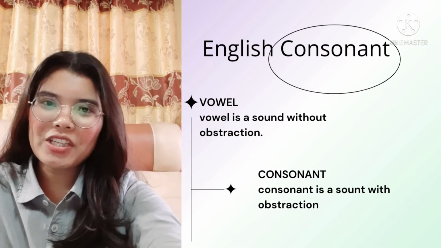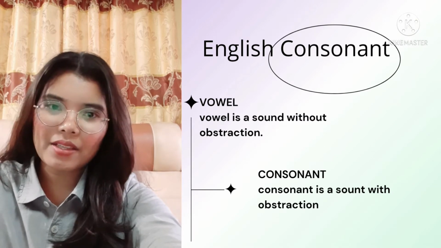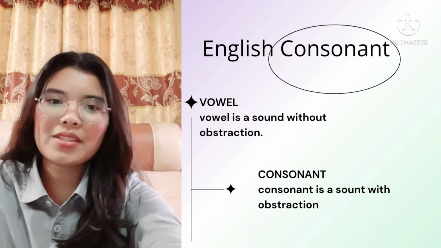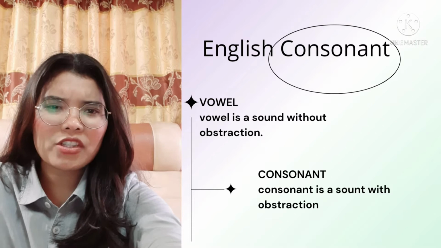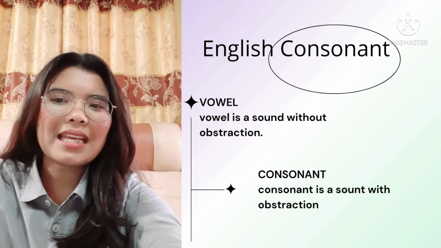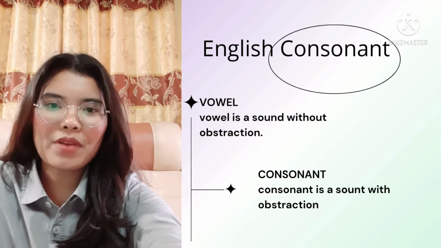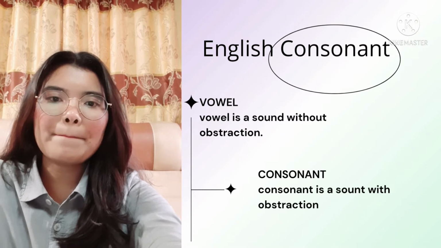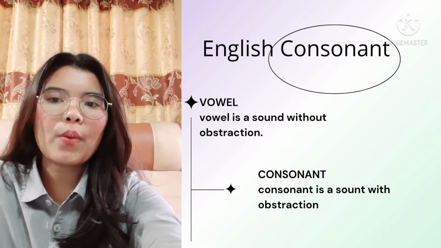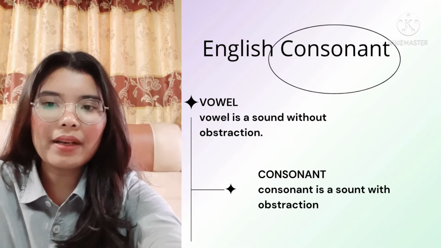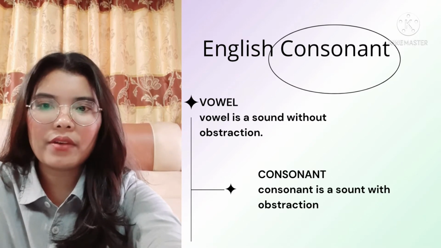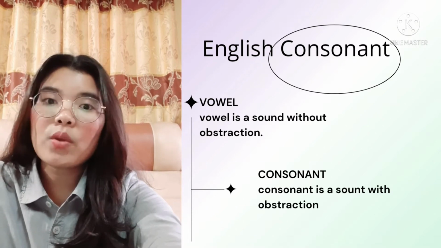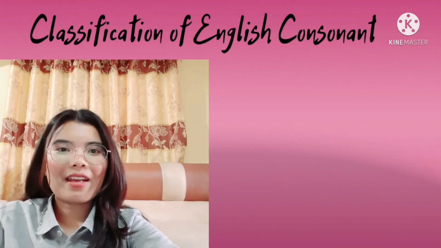And in my presentation, I'm just focused on English consonant. As I told just now, English consonant is a sound with obstruction. So, what is obstruction? Obstruction is something that obstructs the airstream from your mouth. For example, the sound p. To produce this sound, your upper lip and your lower lip approach or touch each other, and they obstruct the airstream to go out from your mouth. That's what we call obstruction.